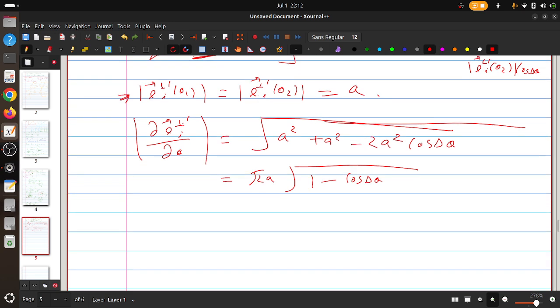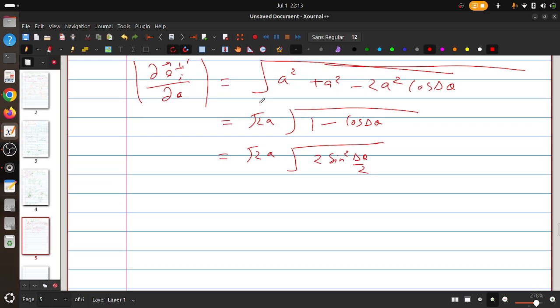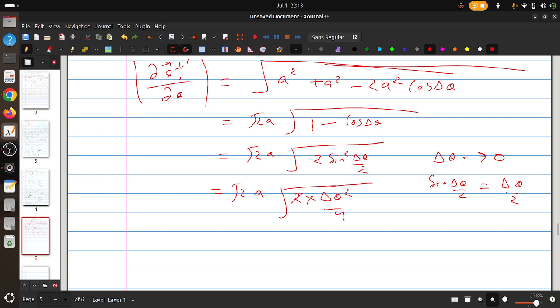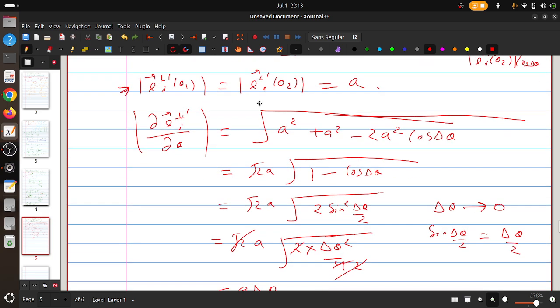It is not very difficult to see that this thing will be under root of 2 sine square delta theta by 2, correct? Now we can use the fact that delta theta goes to 0, so sine of delta theta by 2 is simply delta theta by 2, and there is a square. So root 2A, and under root 2 into this will be delta theta square by 4. So this 2 cancels, and this root 2 cancels, so what remains is A delta theta. Okay, so far so good.